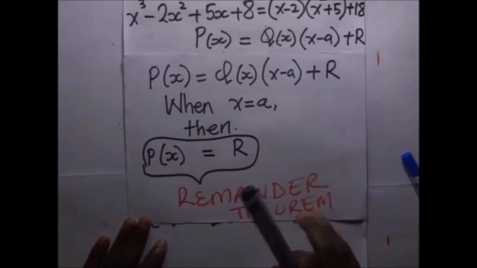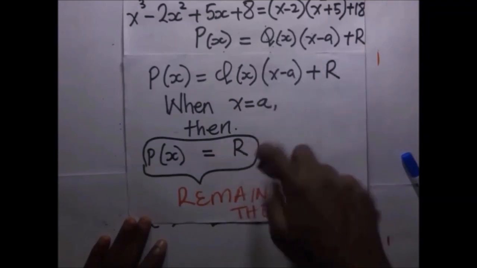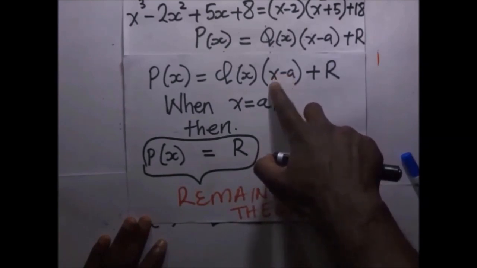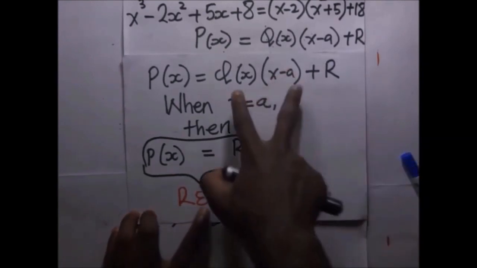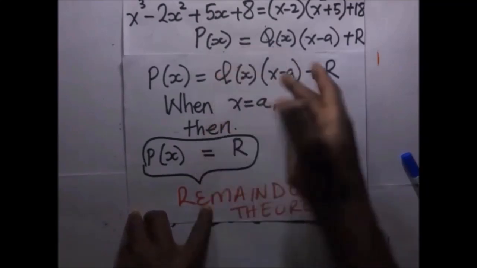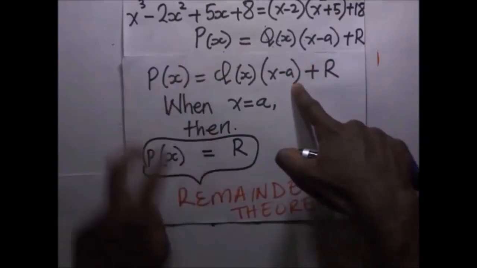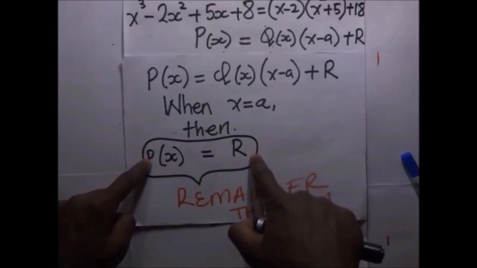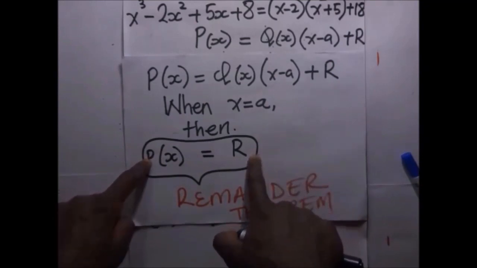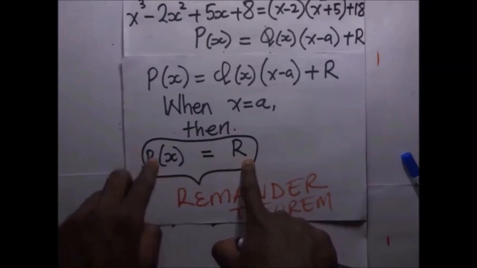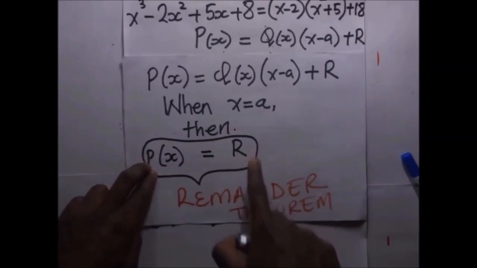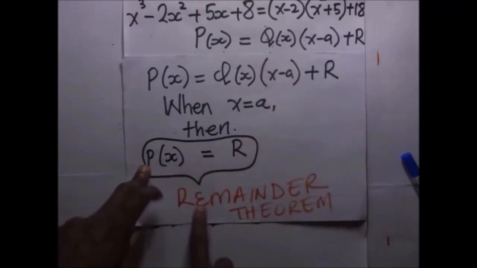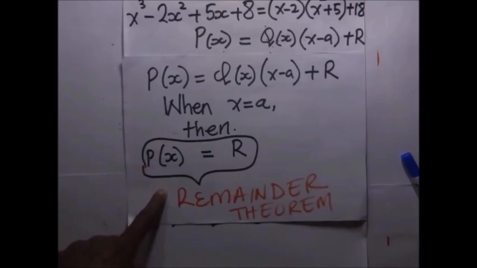Now, if this value of x is equal to a, so we can have x minus 2, x minus 1, x minus 3. Now if the value of x is the same as a, then this whole term is going to be equal to 0. If this whole term is equal to 0, it means that the polynomial, which is p of x, is going to be equal to r. Now this is what we are calling the remainder theorem. And if we want to find the remainder after dividing a polynomial by a certain divisor, then the divisor x minus a should be equal to 0. So let's do an example to this effect.